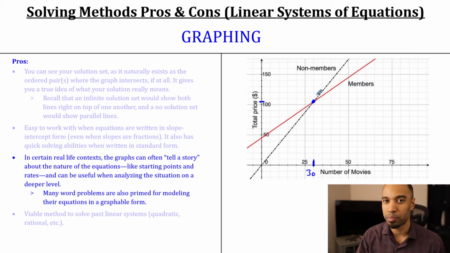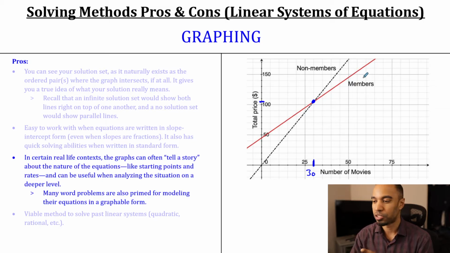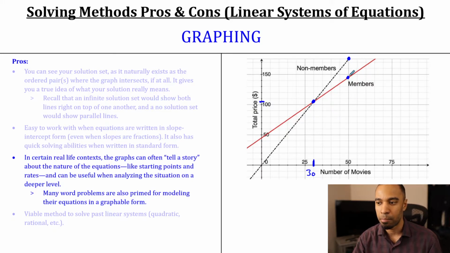What this also helps me see and analyze on a deeper level is, as I go further beyond watching that many movies, how the prices compare at any set. Like at 50 movies, I can already see and compare these two price points. Being a member, I'm going to benefit a lot more if I see 50 movies a year, which is about a movie a week.